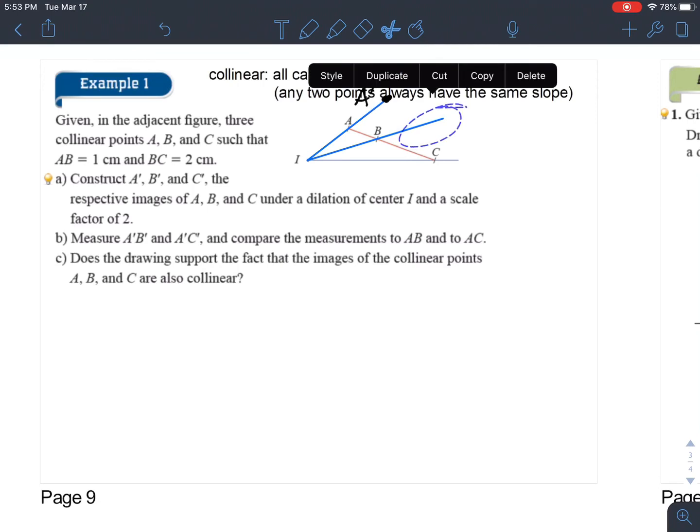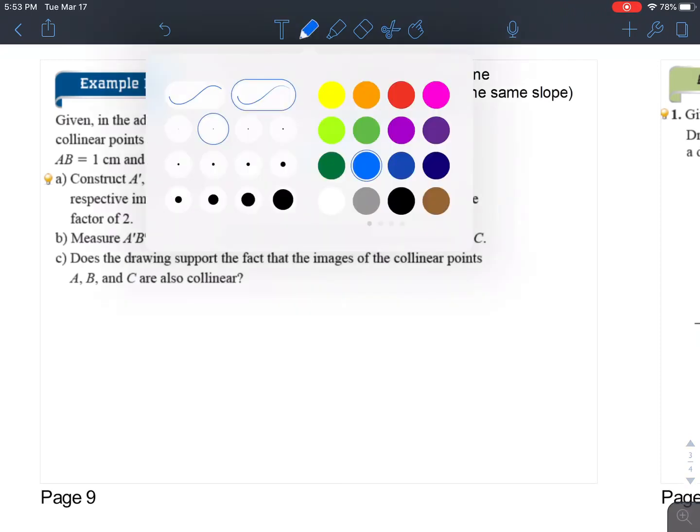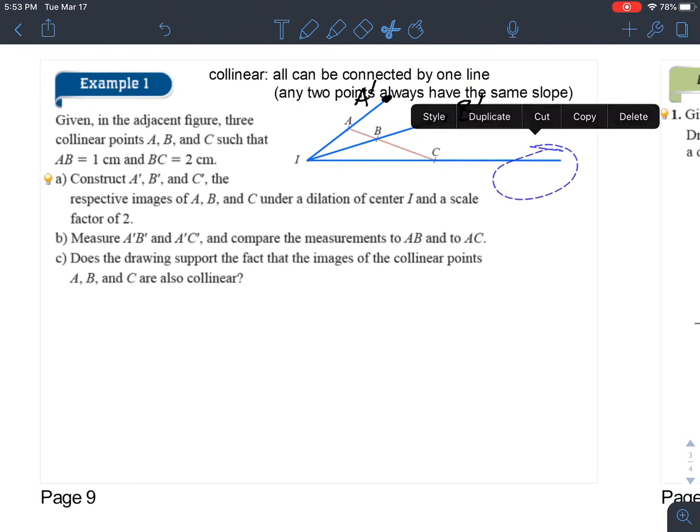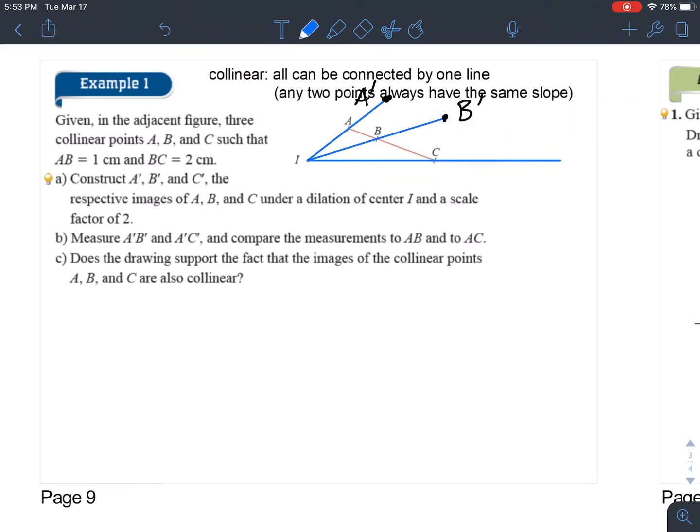And then I'll paste it. Because it was supposed to be a dilation of 2, scale factor 2, that means it's supposed to be twice as far. And there is the location for B prime. And my last one is going to be for C. Scale factor of 2 tells me to double the length. There we go. And there is C prime. So that takes care of part A.